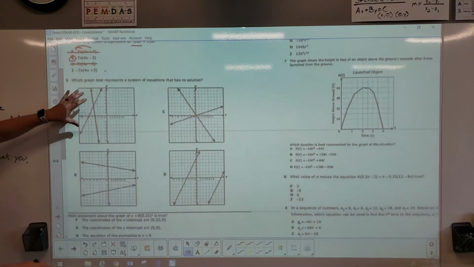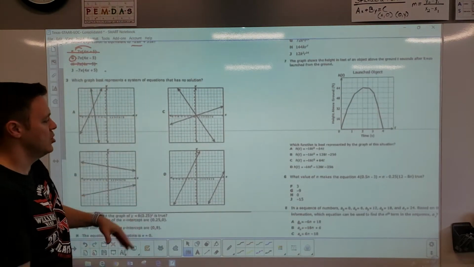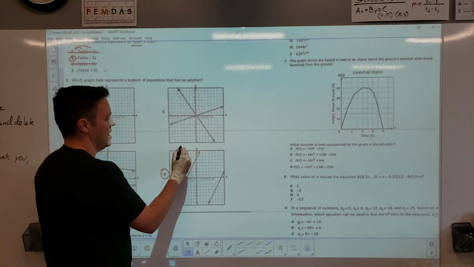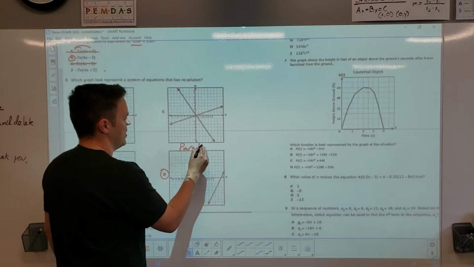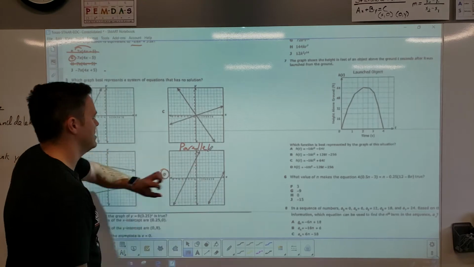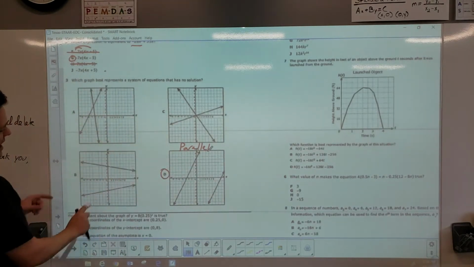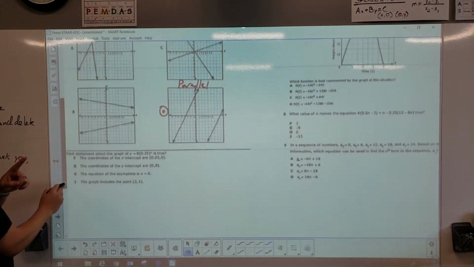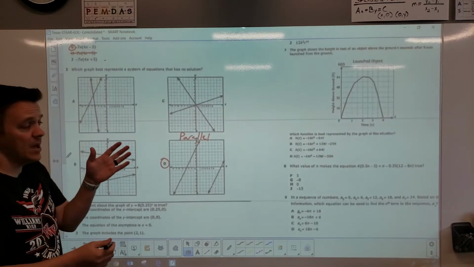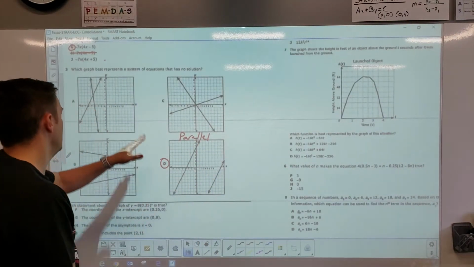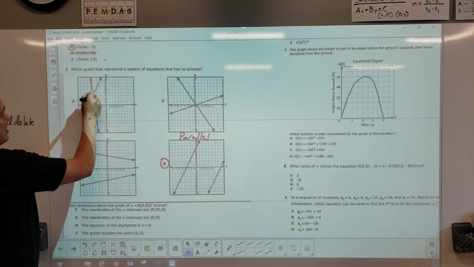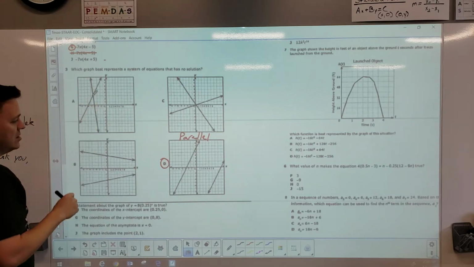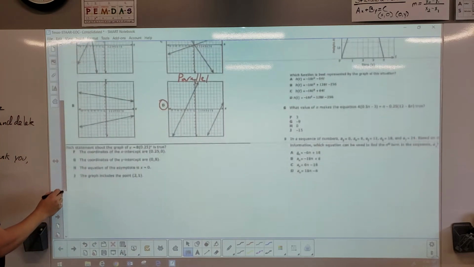Next, number 3, which one has no solutions? No solution is parallel lines, okay? All the rest of these have one solution because of the intersection. So, for example, when we do a system of equations and you guys graph something like that, usually the answer is the intersection, just as a tidbit for later on.